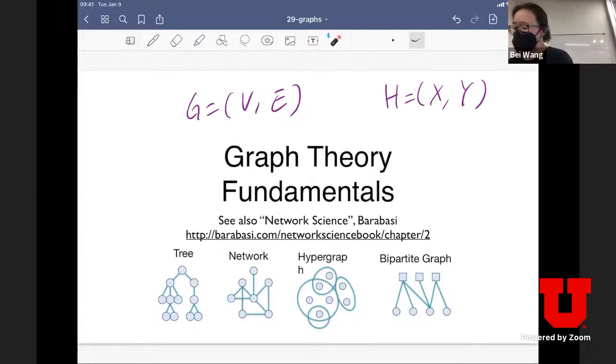Among graphs, there's a very specific type called a bipartite graph. The idea is the nodes can be partitioned into 2 parts, where among themselves there are no edges, and the edges only exist between those 2 partitions. So only from the rectangle to the circular node, but not among the rectangles or among the circles. This type of bipartite graph will arise in specific data situations.